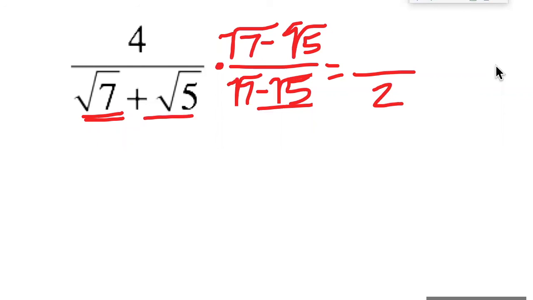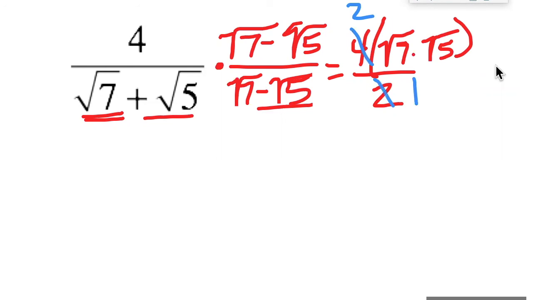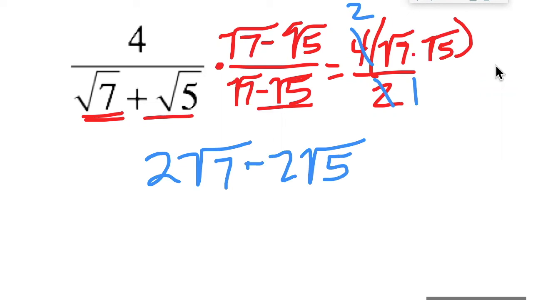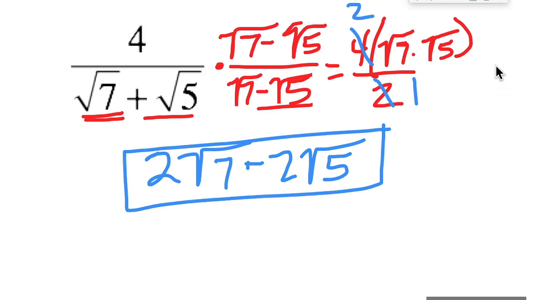So what's in the numerator? We have 4 times the square root of 7 minus the square root of 5. And again, we have an opportunity to simplify here first. And I would do that. So now we have 2 times the square root of 7 minus 2 times the square root of 5 after you multiply that. Okay?